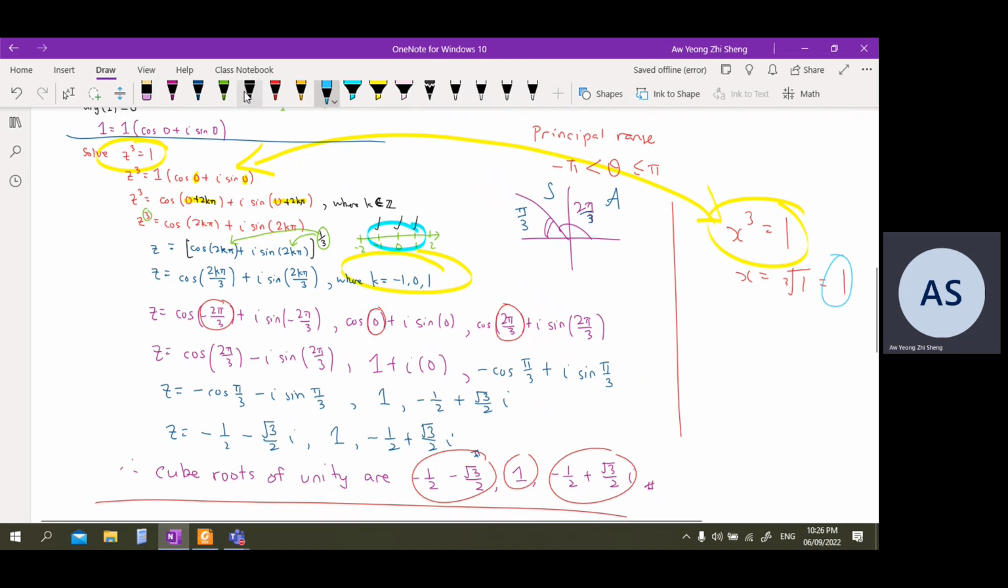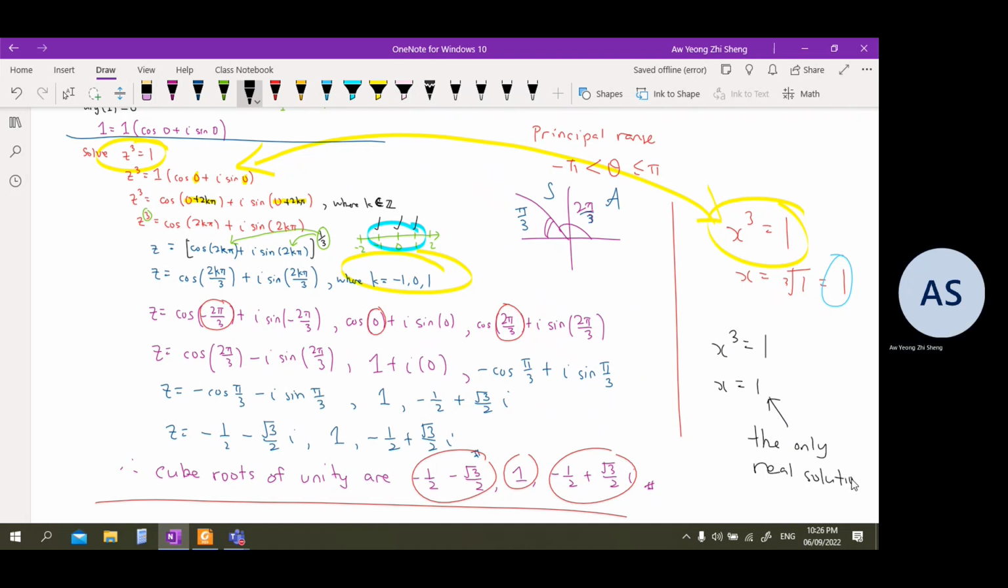The reason is because usually, before we learn complex number, all the questions that we encounter were dealing with only real numbers. So x cubed equals to 1, x equals to 1, this is the only real number solution. But when you allow complex solutions, there are actually 3 solutions. Okay.